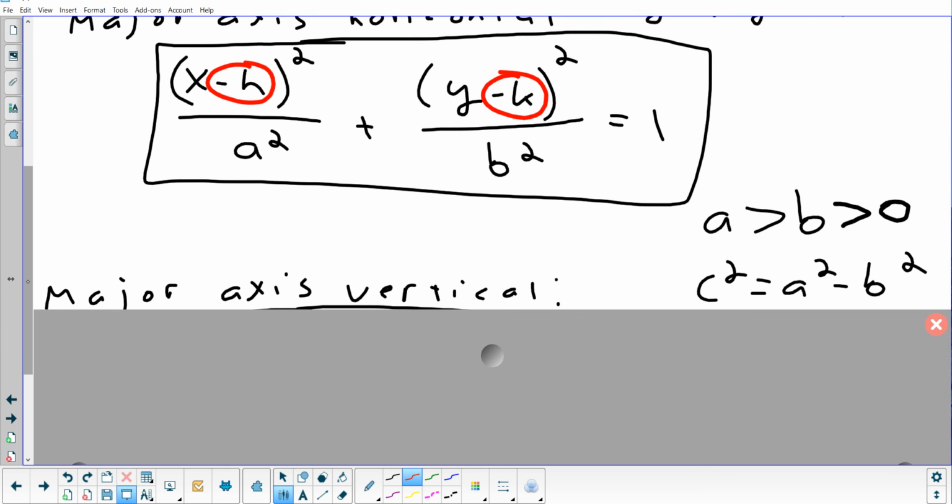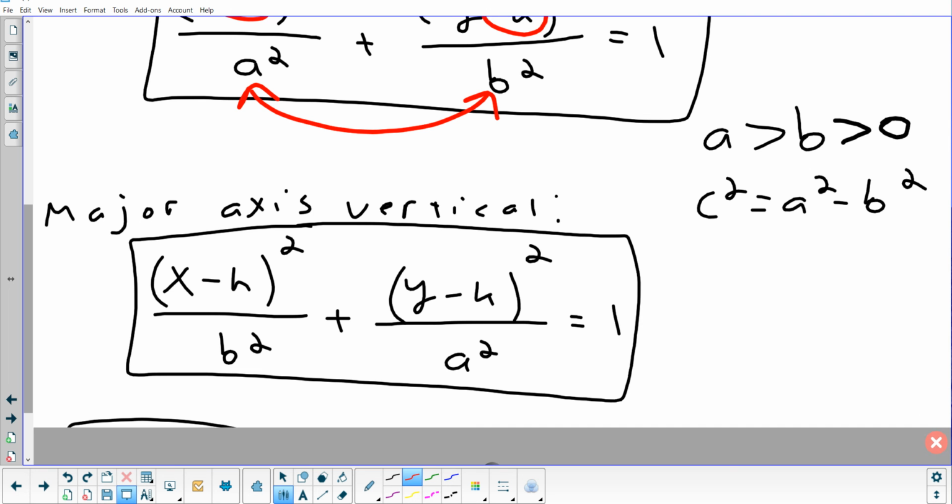And when the major axis is vertical, same thing. Just switch those two. And there's your other formula. X minus h squared, y minus k squared, and a and the b switched.